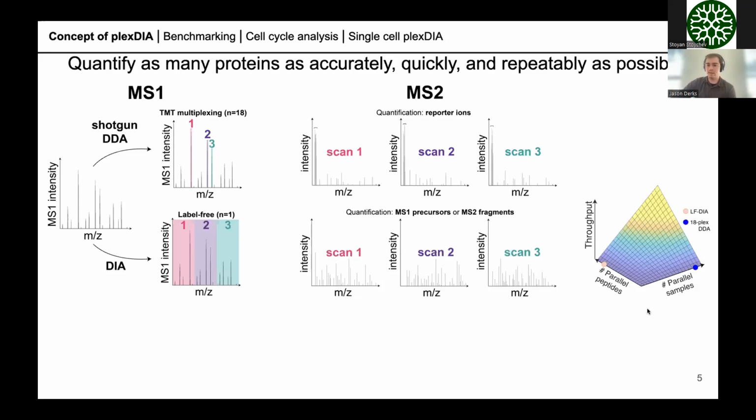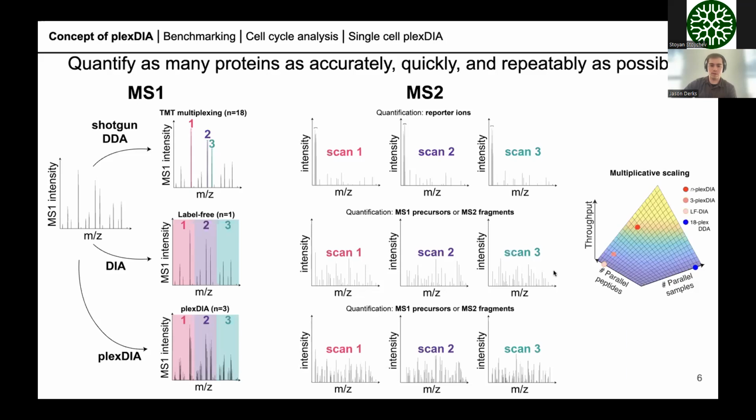The shotgun DDA approach does this by multiplexing samples in parallel, whereas the DIA method does this by analyzing peptides in parallel. So if your goal is to get deep proteomic coverage, you could think of the throughput of label-free DIA and shotgun DDA with multiplexing as being approximately the same. So we wanted to use both of these.